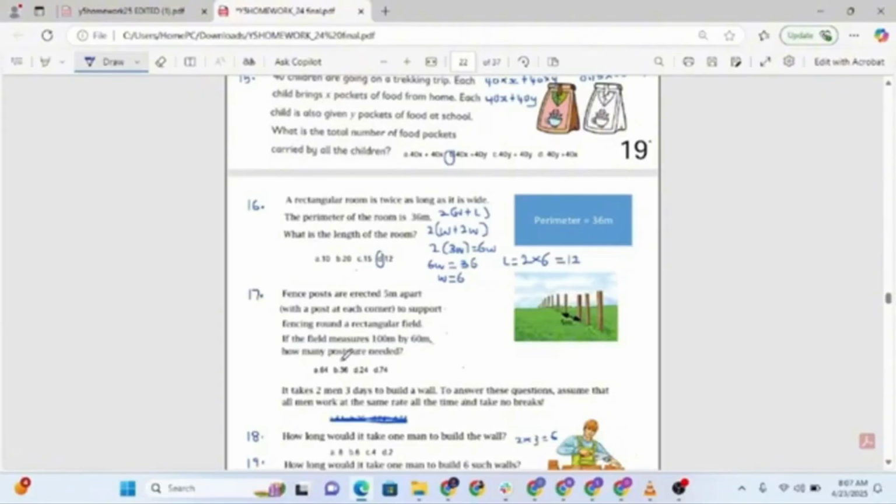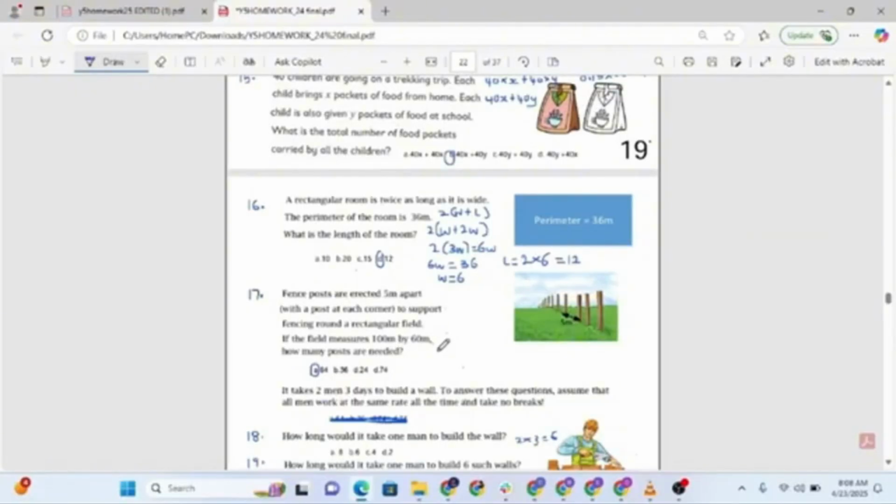How many posts are needed? Correct answer. Option A, 64 posts. Explanation. First, find the total distance around the field, called the perimeter. Add the 2 lengths and the 2 widths. 100 plus 60 plus 100 plus 60 equals 320 meters.